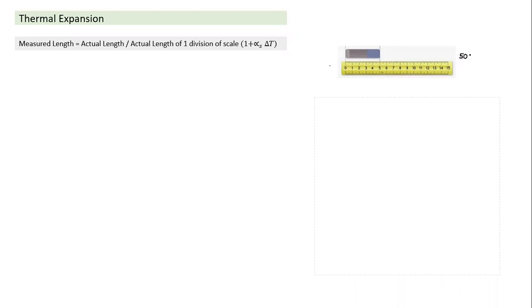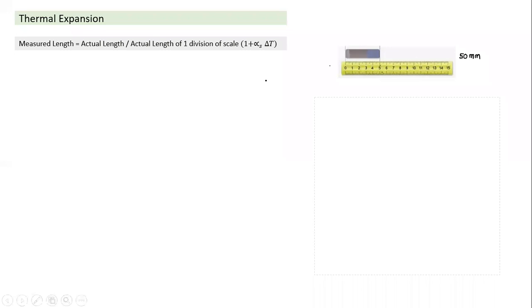Why is the length 50 mm here? This length is 50 times the unit length. So that's how we measure. Measured length is equal to the actual length of the object divided by the actual length of one division of the scale. It is 50 times one division on the marking. That's why it is 50 mm.